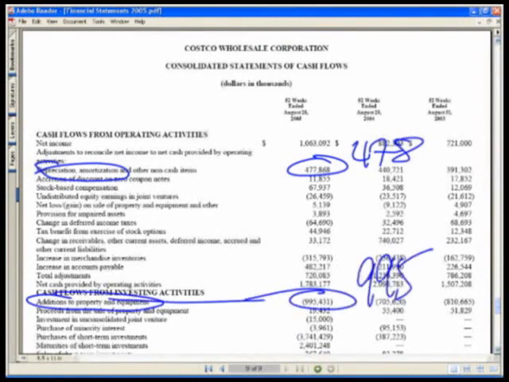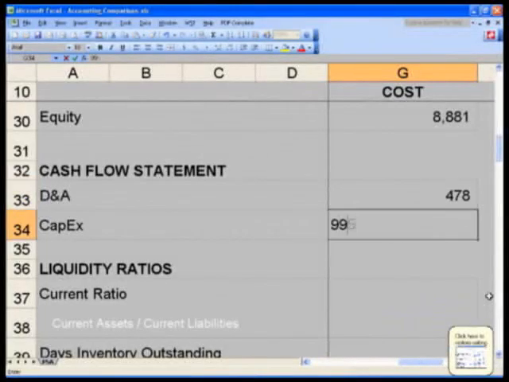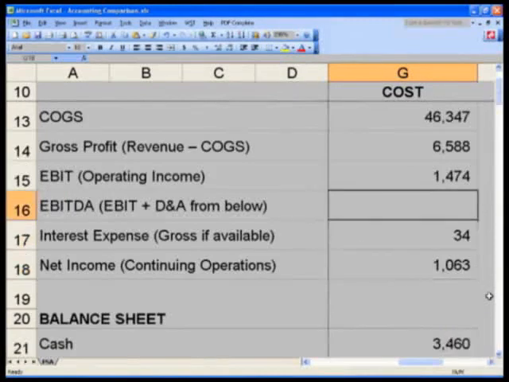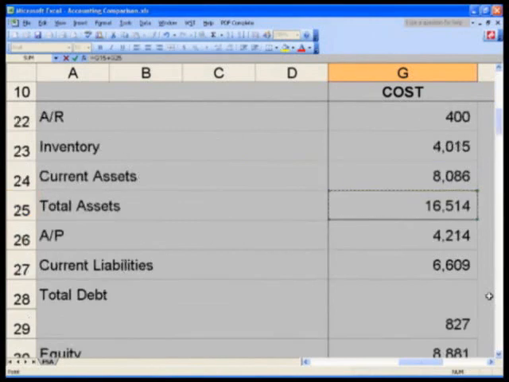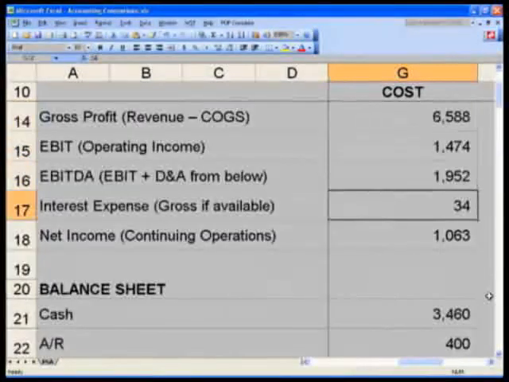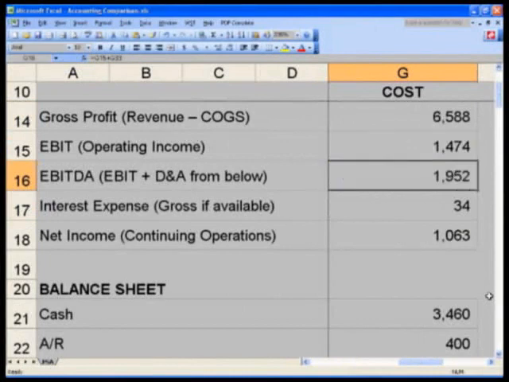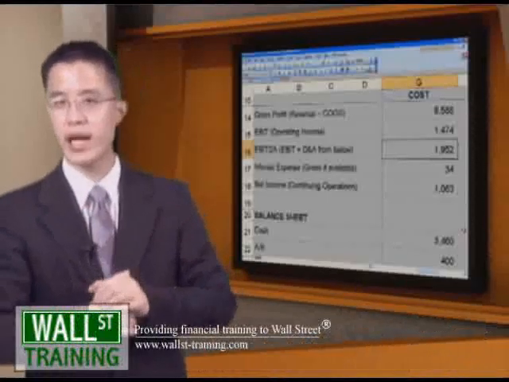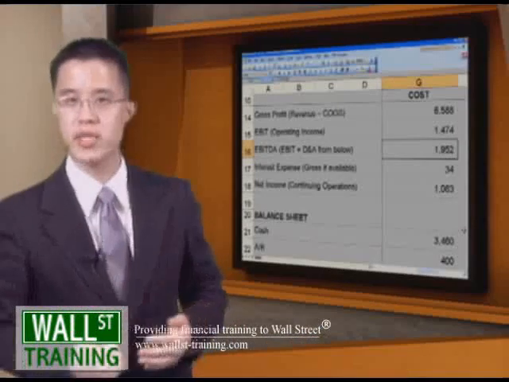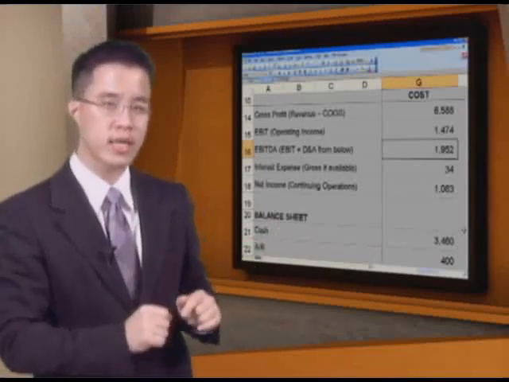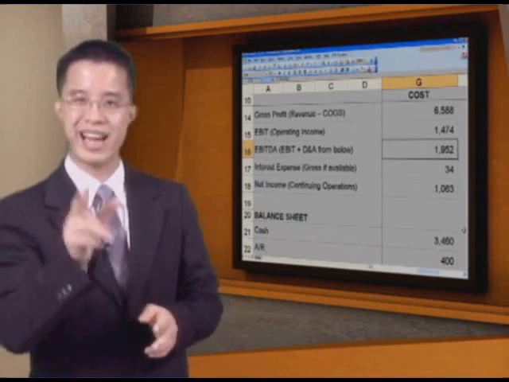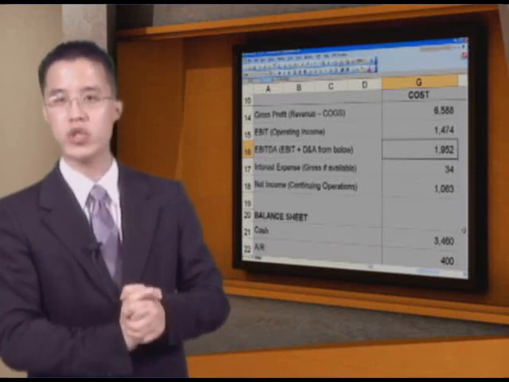Let's go ahead now and look at our DNA number. Our DNA number is going to be the following. DNA 478 rounded. Additions to property and equipment, 995 for CapEx, rounded as well. Let's input those two numbers. DNA was 478, CapEx 995. I'm going to go back on top. You're going to grab your EBITDA numbers. EBITDA will equal 1,474 plus that DNA number of 478, and you should now have a total of 1,954 for your EBITDA. 1,952 rather for your EBITDA.